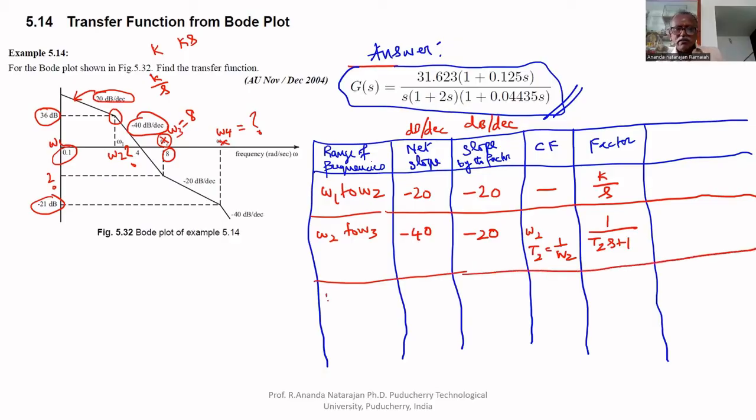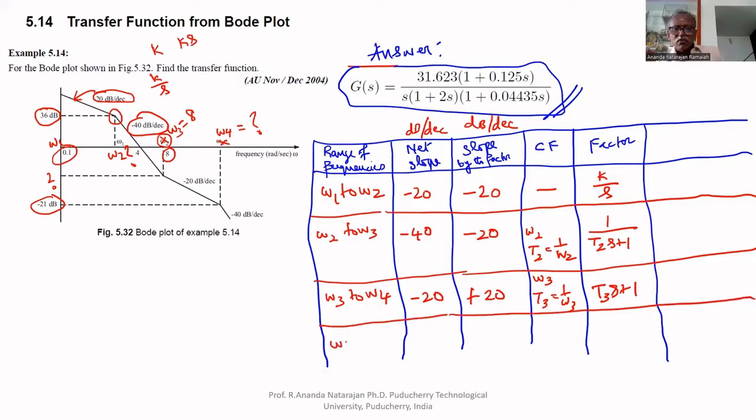The next range is omega 3 to omega 4. Omega 3 is here, and it is given as 8. The slope changes from minus 40 to minus 20. The net slope in this range is minus 20. Earlier it was minus 40, now it becomes minus 20, which means plus 20 dB. The corner frequency is omega 3, therefore T3 equals 1 by omega 3. This is a numerator factor, plus 20, therefore T3 s plus 1.